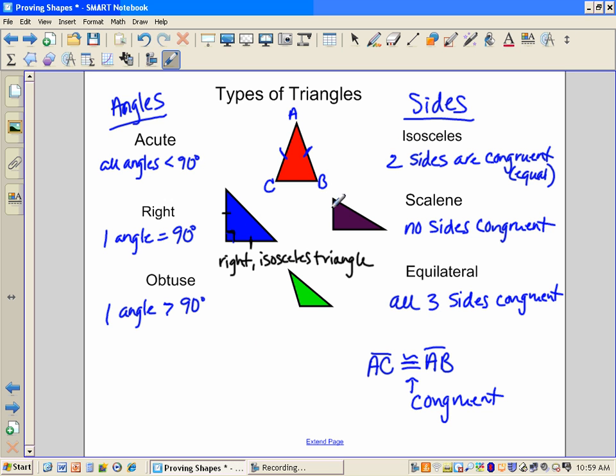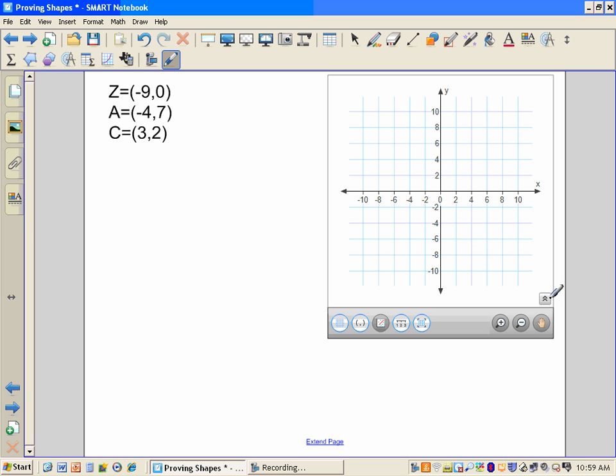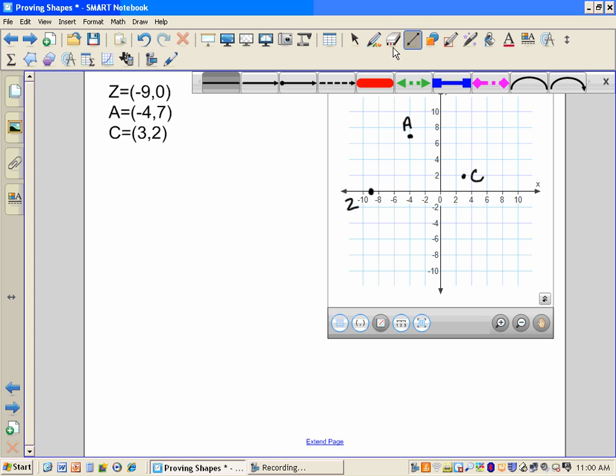Okay, now that we had a quick review of quadrilaterals and triangles, we want to start to use this information to prove what type of shape something is. So we're going to go back to our coordinate grid because we've been working with coordinate geometry. And I'm going to put these points on. I have negative 9, 0 is Z. Negative 4, 7 is A. And 3, 2 is C. And if I can just quickly connect the dots here.